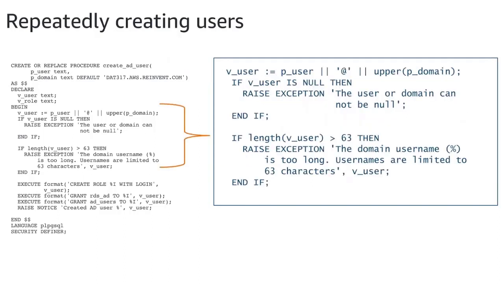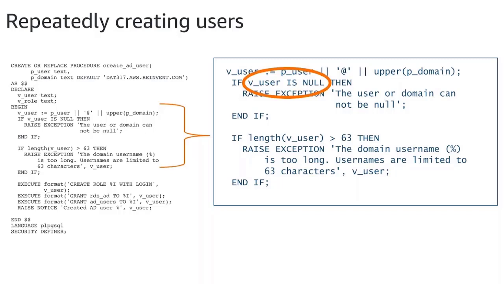So we're going to have vUser be the concatenation of pUser, the @sign, and the domain name. And we know the domain has to be uppercase, so let's make sure of that. And then we have to do good defensive programming and make sure the user isn't null. Now in Postgres, unlike in Oracle, if any part of a concatenation is null, then the whole string is null. So we don't have to check pUser and pDomain. We only need to check vUser to see if it is null.